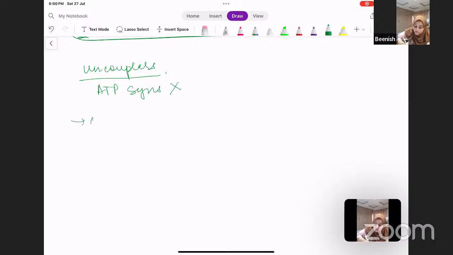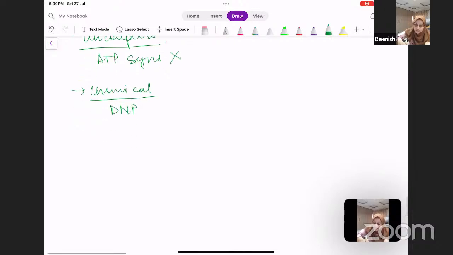And examples of your chemical uncouplers are DNP, that is 2,4-dinitrophenol, then dinitrocresol, then you have FCCP, that is fluorocarbonyl cyanide phenylhydrazone, and you have aspirin and others. So these are your chemical uncouplers.